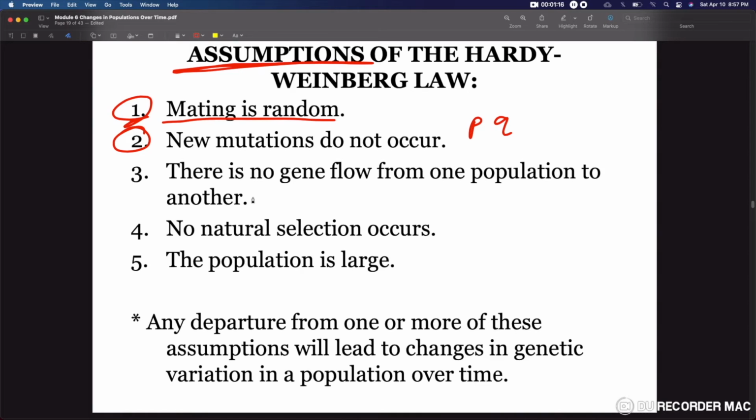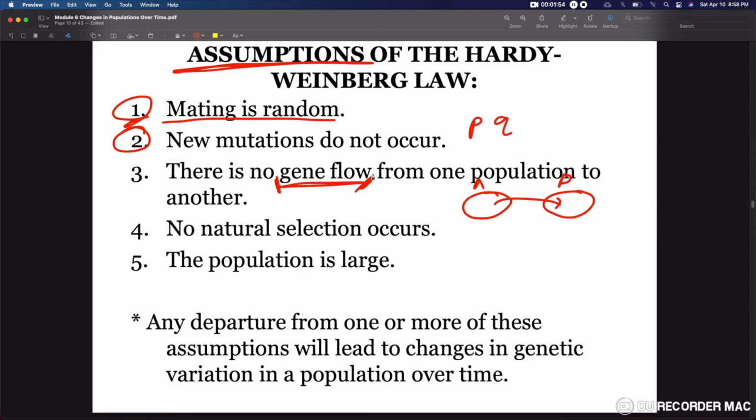Okay? Next is that there is no gene flow from one population to another. What do we mean by no gene flow? Imagine these two populations, these two gene pools. This is population A, and this is population B. If your organism migrates from population A to population B, then there is gene flow. For the Hardy-Weinberg to work, there must be no gene flow, no migration.